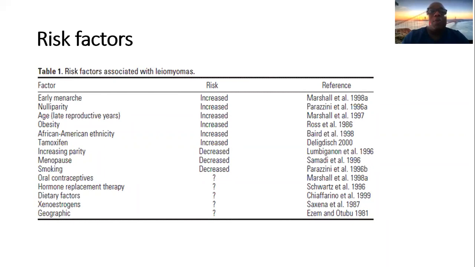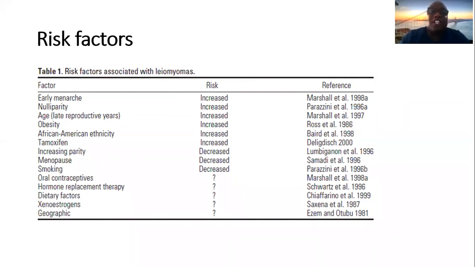And then fibroids are more common as we go towards the late reproductive years, the third and fourth decade of life. And then obesity. Obesity has been associated with an increased risk of uterine fibroids. And then we have the African American ethnicity, or Africans in general. We are more predisposed to having uterine fibroids. We have risk of use of tamoxifen. This is a medication used for breast cancer. It's associated with increased risk of fibroids.